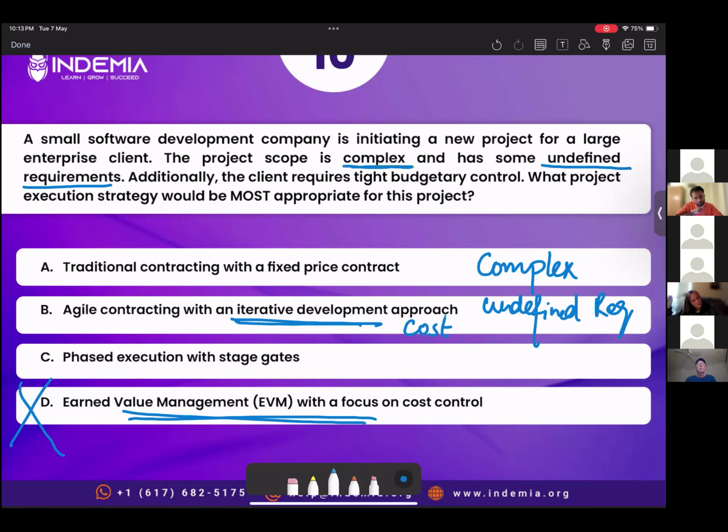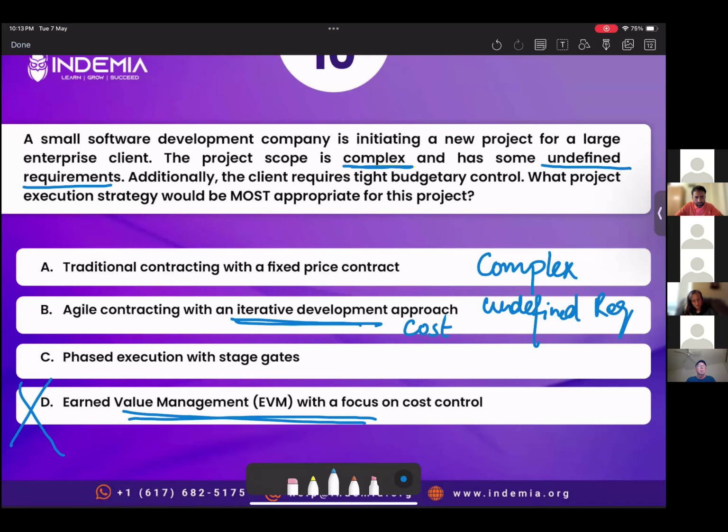And then A obviously is a no-go, so that's why I came with C, which addresses both the cost concerns as well as the undefined requirements, which you can base in phases, then go to the customer and do a stage gate review, get a confirmation and proceed to the next phase. All right. So you have stage gates where you can check, and based on that you can proceed further. All right, thank you.